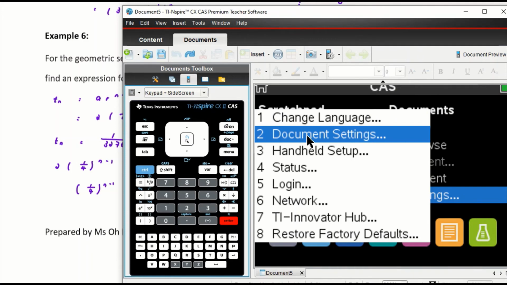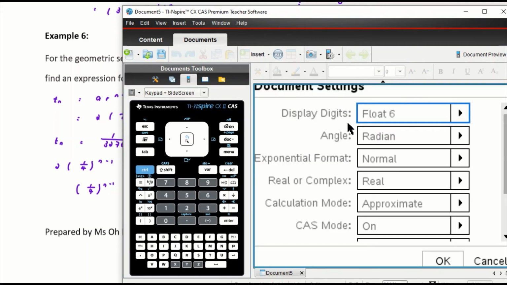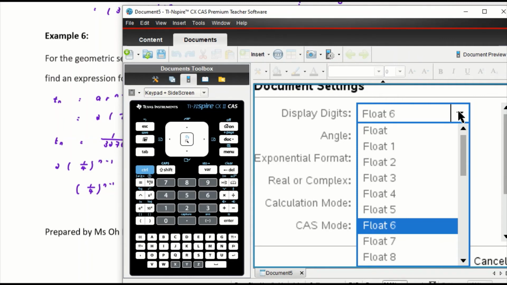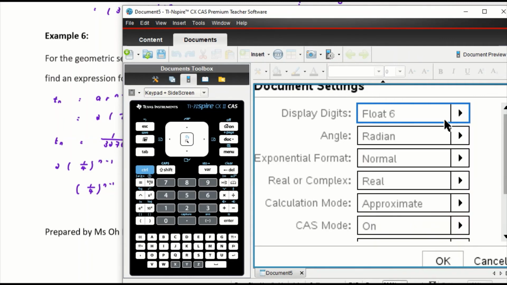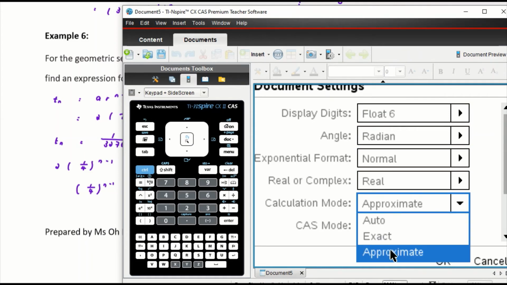So after you go to document settings, this is the part where, okay, float 6 tells you how many digits you show, if let's say it's more than that many digits, then it will change there. So normally we don't use that much, so only this part, the calculation mode. So do you need your answer approximate? That's how you get a decimal. So just now it's decimal, right?